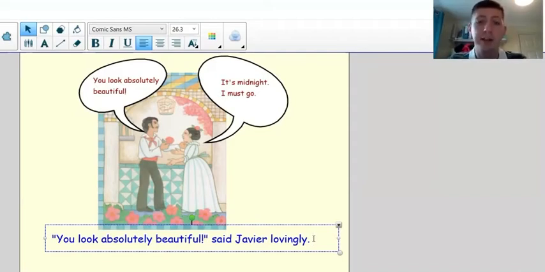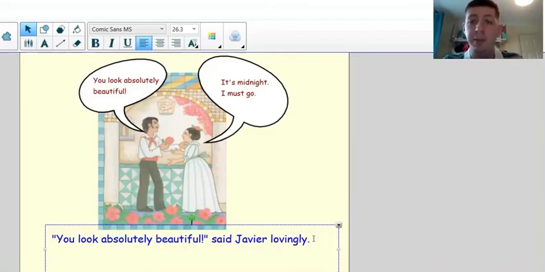Let's have a look at Adelita's reply. She says, "It's midnight, I must go." That's 2 sentences that she's saying there. "It's midnight, full stop. I must go, full stop." When you are writing your speech sentence, you start with the speech mark. You have "It's midnight," and that's the end of her first sentence, so there's a full stop there. And "I must go." That's the end of her second sentence.